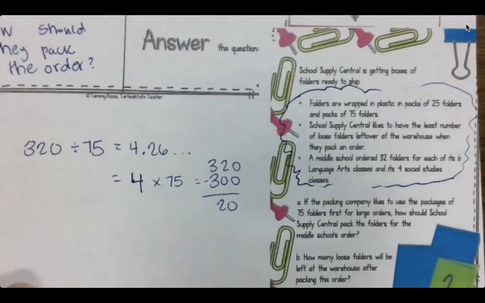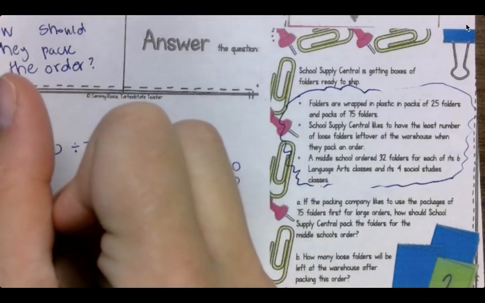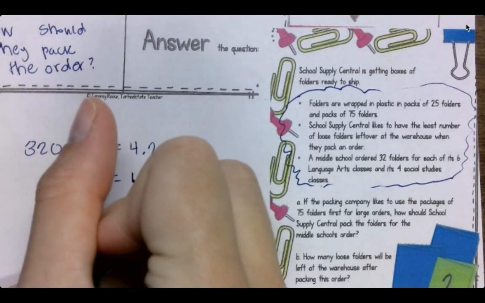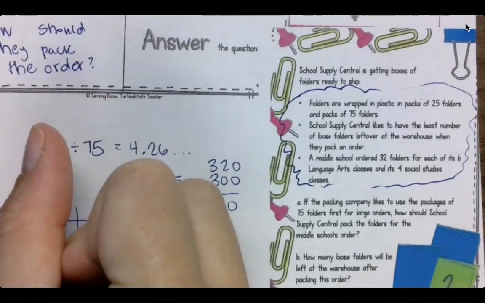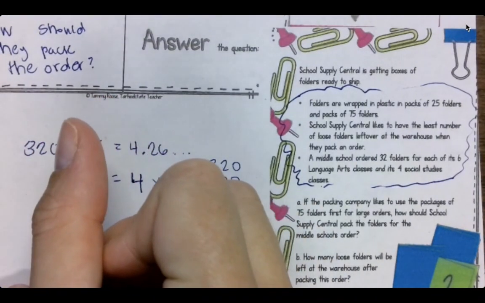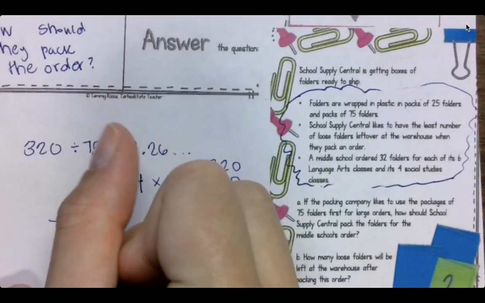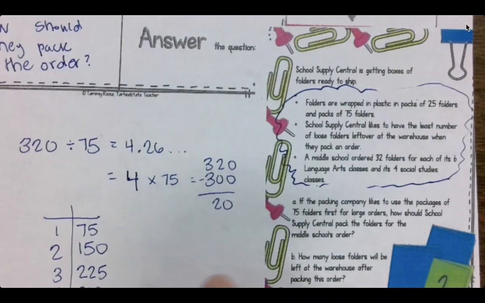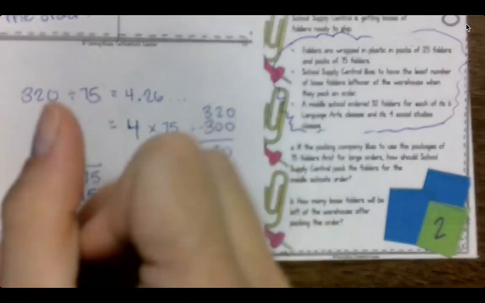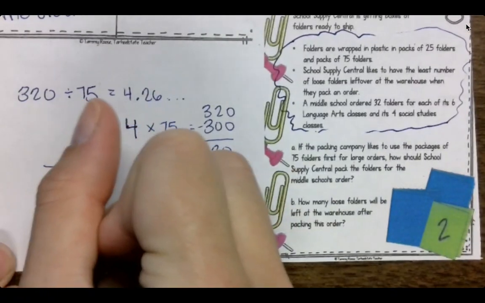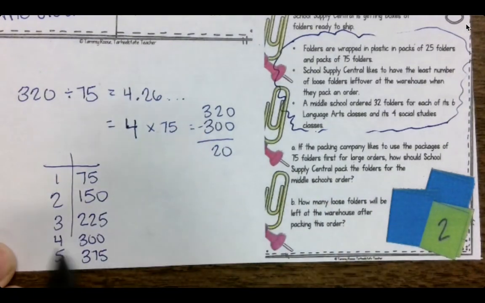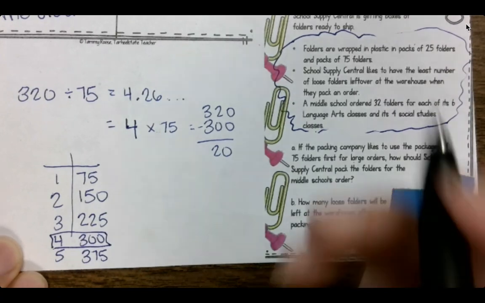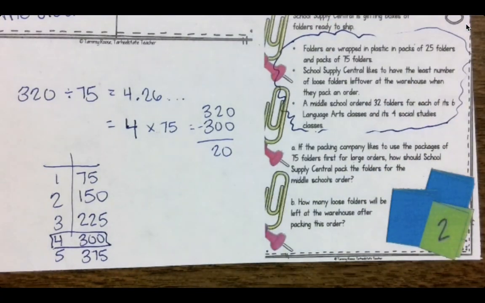Some of you are going to need to do a table. So if I have 1 pack of 75, I would have 75. 2 packs of 75 would be 150. 3 packs of 75 would be 225. 4 packs would be 300. 5 packs would be 375. So I can get 4 packs and then I'll have some left over. Okay, so whatever makes the most sense to you.